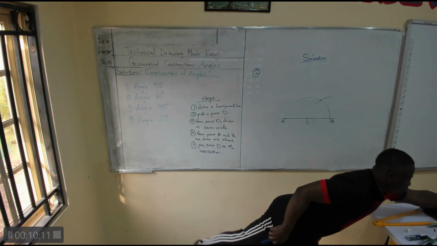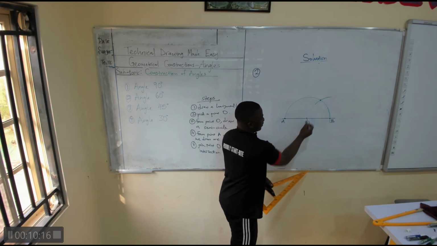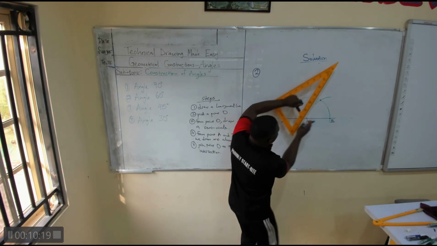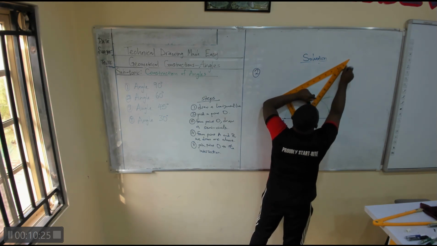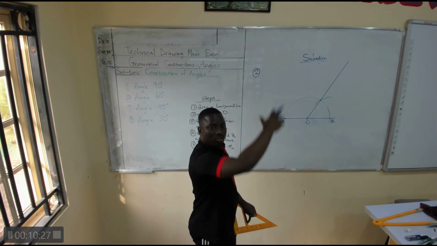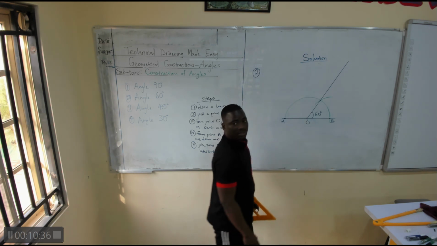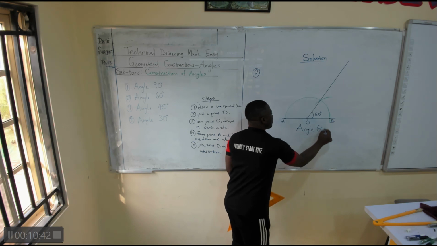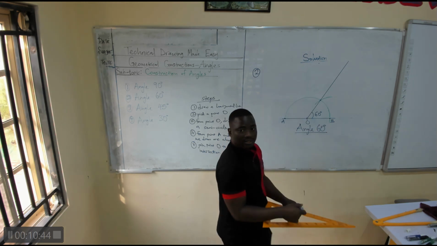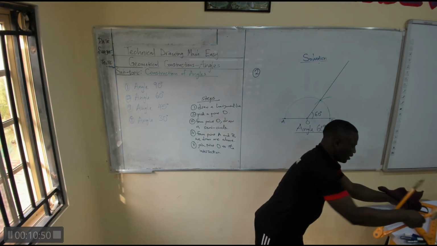So what do you do? You join your point O. Look at point O here. This is point O. You join it to that point of intersection like this. Draw it up to show your angle. Then you label this angle 60. Underneath it, you also write angle 60 degrees like this.